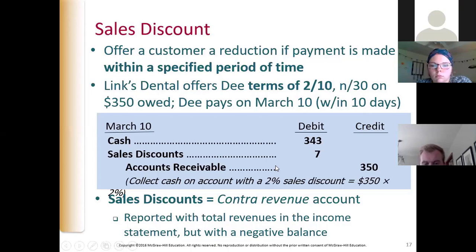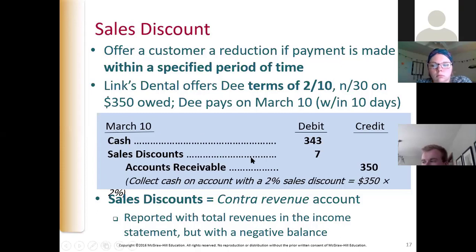Feel all right about that? This is another contra revenue. So we have discussed 3 contra revenues. Contra revenues have a normal debit balance. Contra revenues decrease equity.